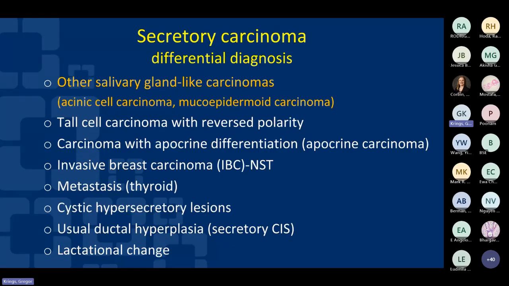The differential diagnosis of secretory carcinoma is pretty broad. It includes a number of other salivary gland-like carcinomas we'll discuss in this lecture, including acinic cell carcinoma and mucoepidermoid carcinoma, but also other tumors like tall cell carcinoma with reverse polarity and carcinoma with apocrine differentiation. Sometimes invasive breast cancers of a special type can mimic secretory carcinoma, and even benign lesions with secretory type features.